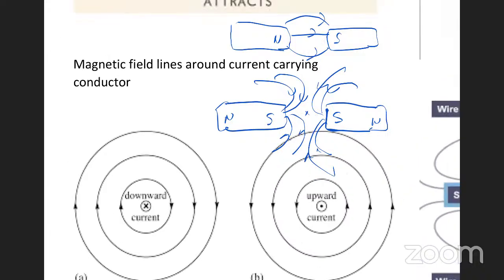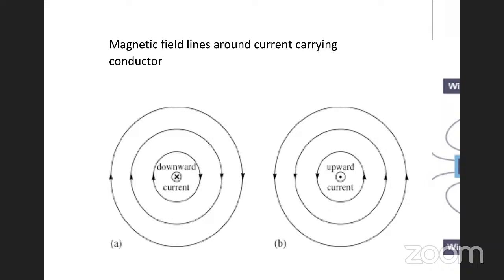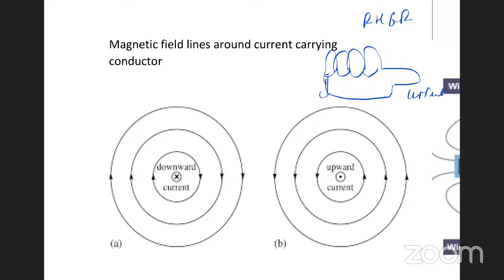Now we have something called current carrying conductors. Current carrying conductors are exactly as the name suggests. Conductors carry current, and around the current carrying conductor there's a magnetic field as well. How do we figure out the magnetic field? We use the right hand grip rule. Your thumb will point in the direction of current, and your fingers will point in the direction of the magnetic field.